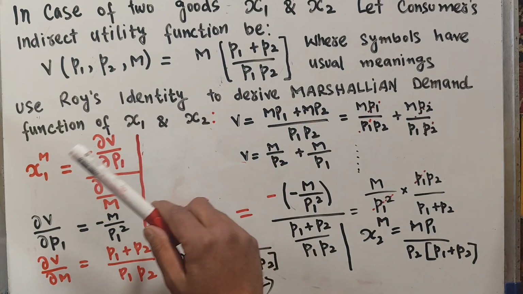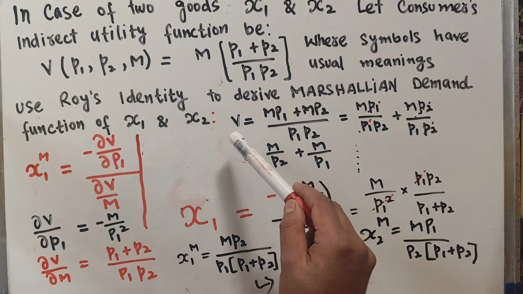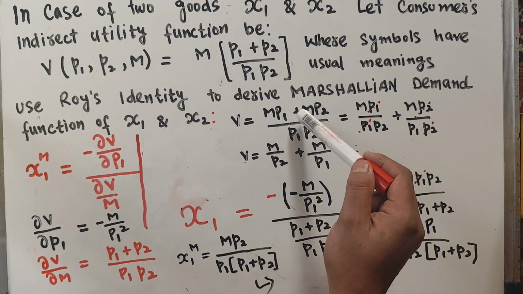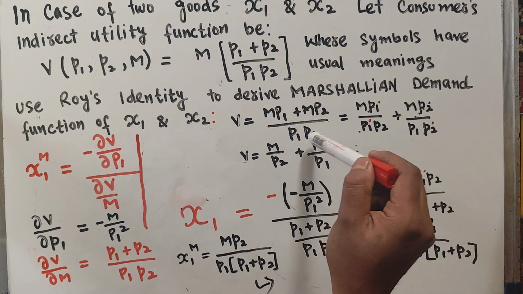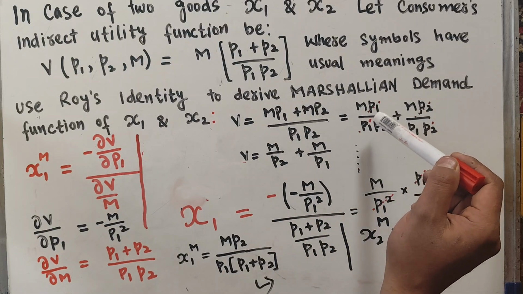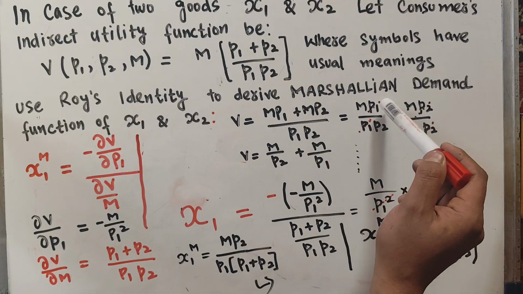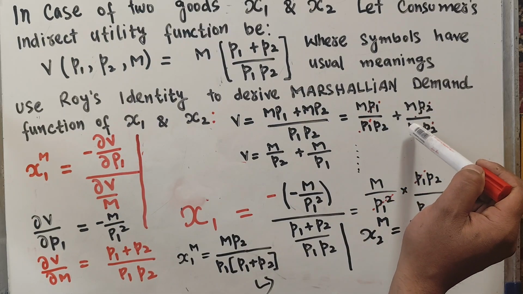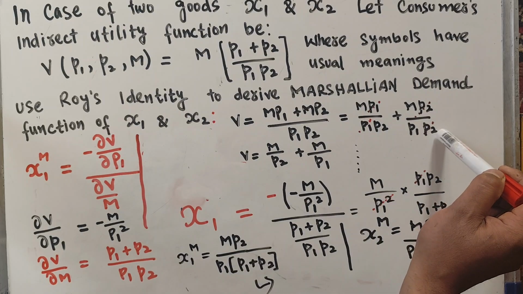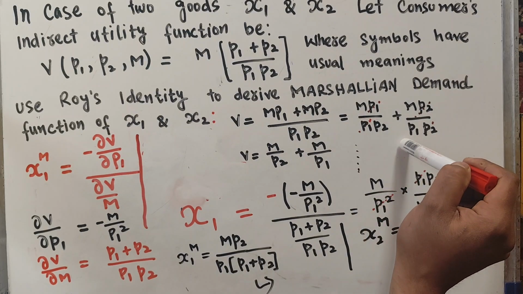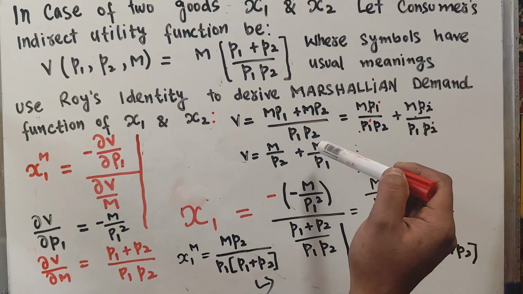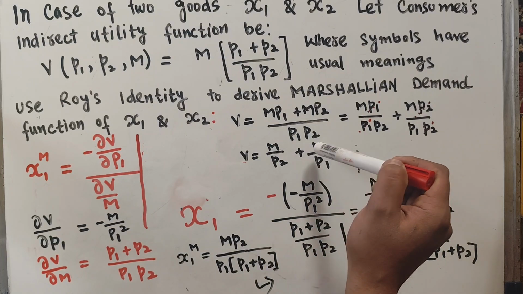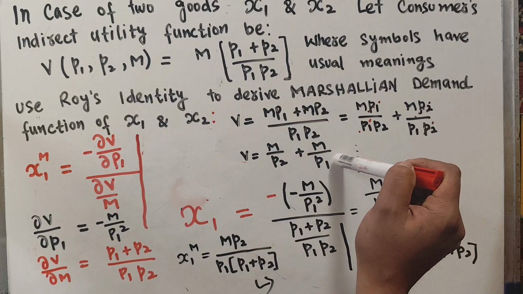Now, given this utility function, if I simplify it, multiplying this m to each of these terms, it becomes m times p1 plus m times p2, divided by p1 times p2. Simplifying further, we get m times p1 divided by p1 times p2 plus m times p2 divided by p1 times p2. Here p1 and p1 get cancelled, so our simplified indirect utility function will be v equal to m upon p2 plus m upon p1.